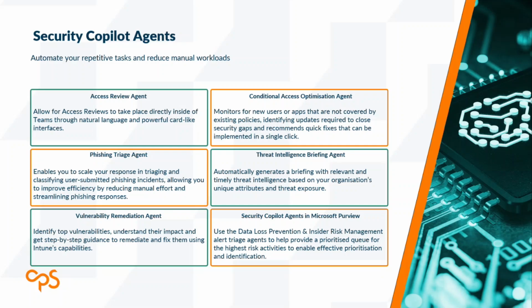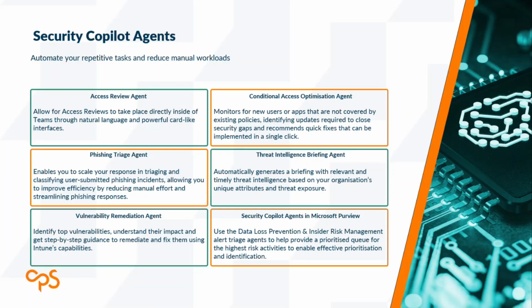So the fourth one on the list here is the threat intelligence briefing agent. This is a close second favorite of mine. It automatically generates a briefing with relevant security information based on your organization's attributes and threat exposure levels. It pulls in multiple different sources of information and generates a briefing, cutting down the time it takes to collate that actionable information. If we look at things like state-sponsored attacks and supply chain attacks, we can generate a very exec-level briefing, but also a quite technical briefing on the steps that we need to use to remediate. So we'll get onto that in a second as well.